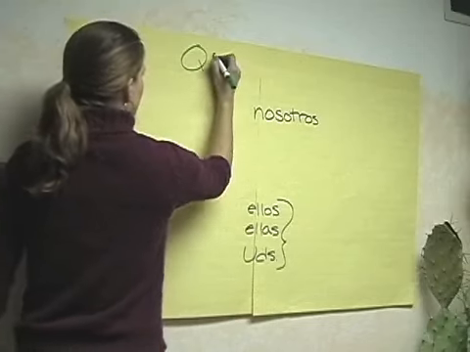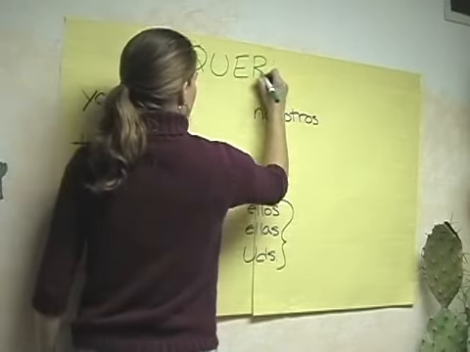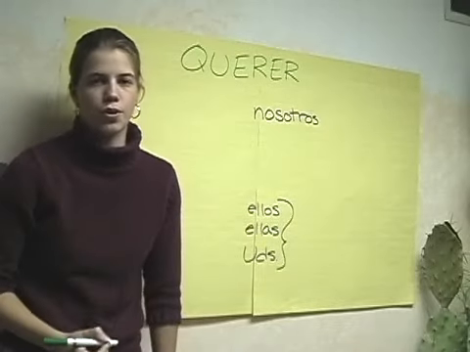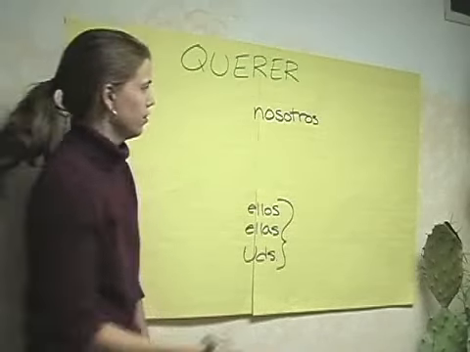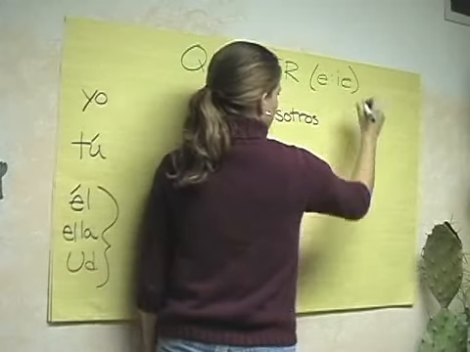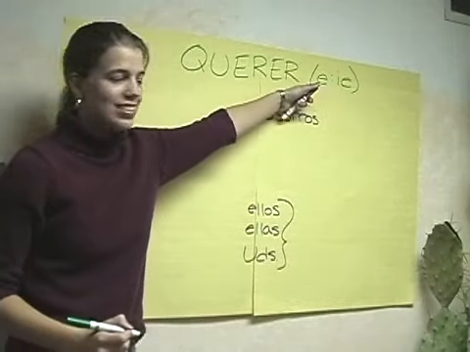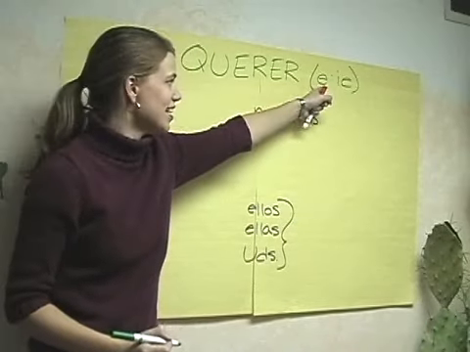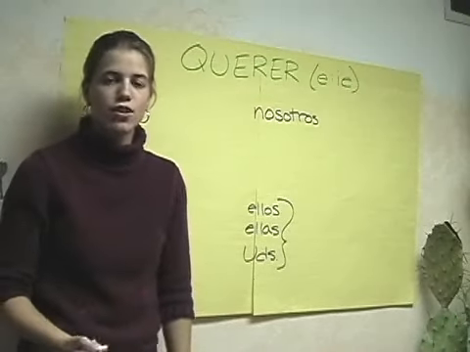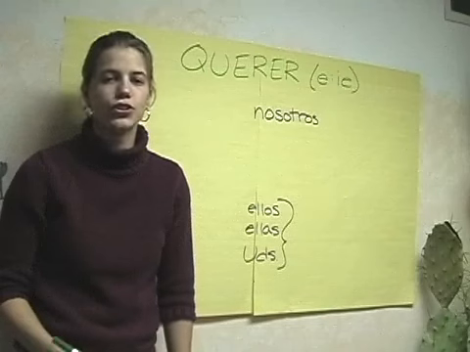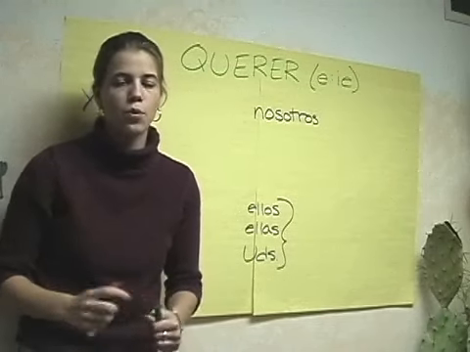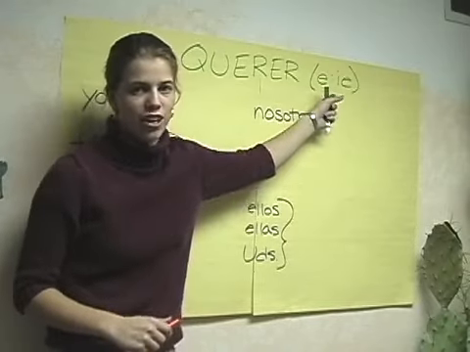So we have the verb querer. And if you look at this verb in your book or in the glossary, you'll see this. Anytime you see that, it means that it is an E to IE stem changing verb. These verbs are also called shoe verbs. Now that sounds funny, but that will help you know when to do this funny stem change.